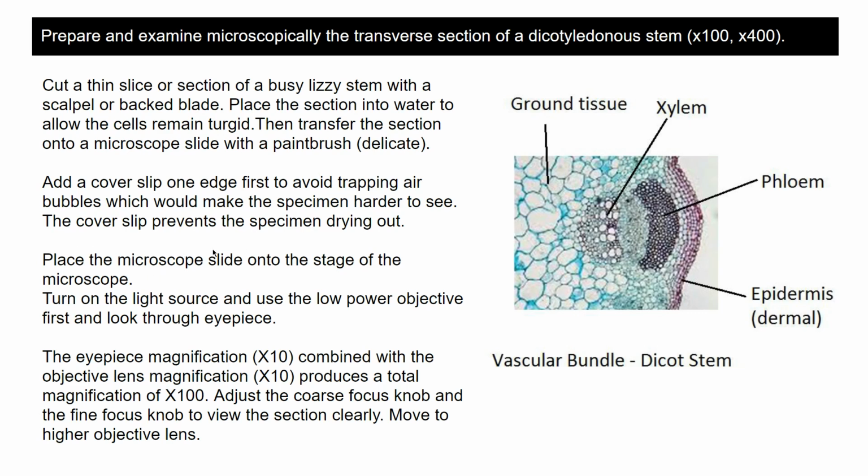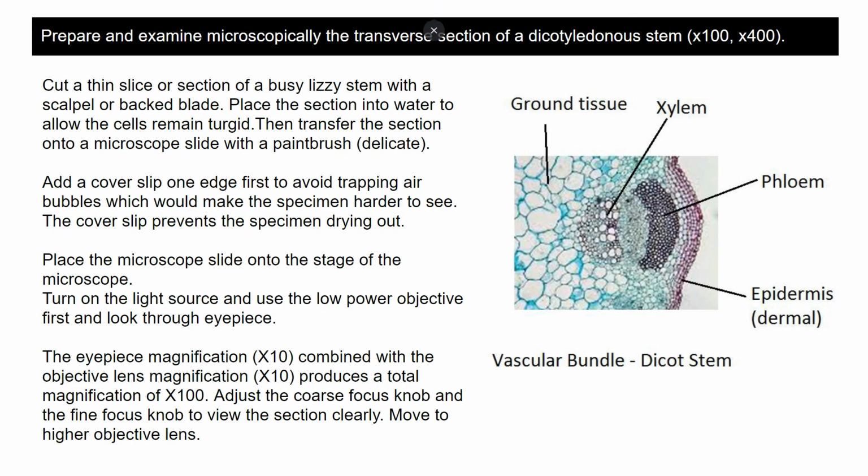So examining under a microscope, place the microscope slide onto the stage of the microscope. So it's being specific with the part of the microscope, you're putting it onto the stage of the microscope, turning on the light source, starting with the low power objective lens, and look through the eyepiece. Okay, so the eyepiece will have a magnification of 10, and you combine that with, in our case, the medium power objective lens which would have a magnification of 10. So 10 by 10 will give you a total magnification of 100.